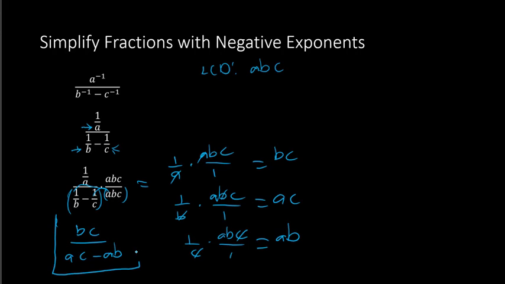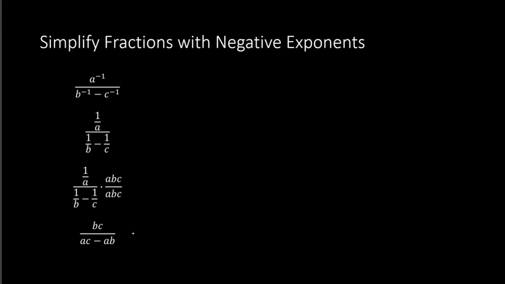So your final answer is right here. We have BC over AC minus AB. And we see our final answer typed up right here.